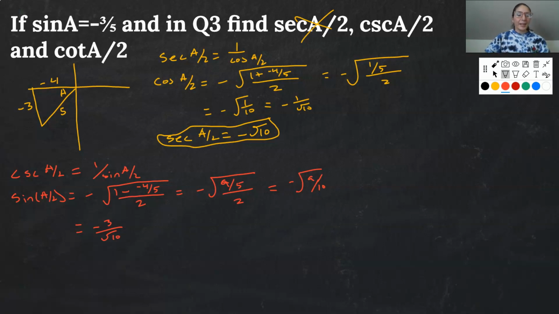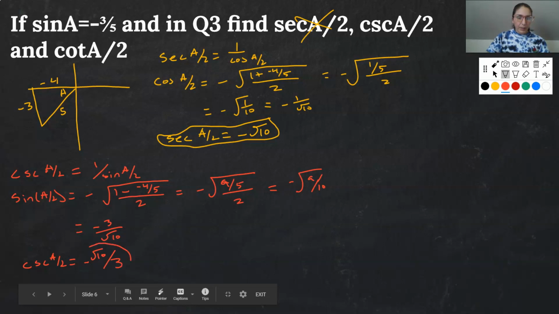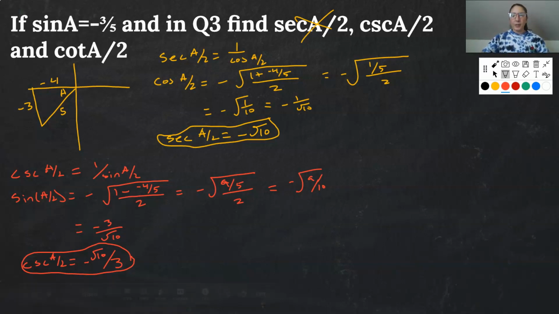Nothing really illuminating there. So then cosecant of A over 2. If sine of A over 2 is negative 3 over root 10, then cosecant of A over 2 is negative root 10 over 3. Why? Because they're reciprocals of each other. So always, always, always keep your identities in mind. So that takes care of cosecant.